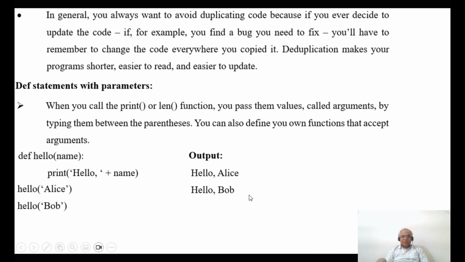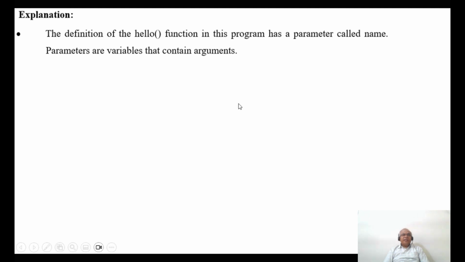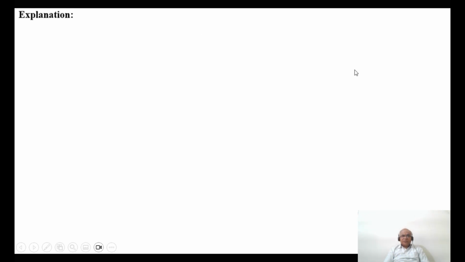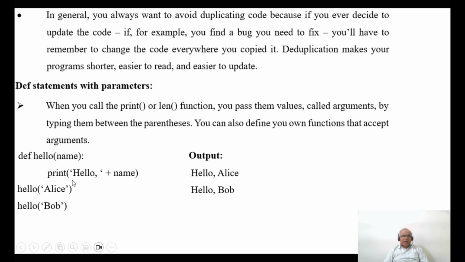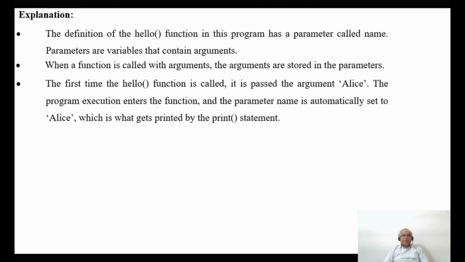So this is the advantage of defining the statement with parameters. The definition of the hello function in this program has a parameter called name. Parameters are variables that contain arguments. When a function is called with an argument, the arguments are stored in the parameter. So this is the argument and this is the parameter we are talking about. The arguments are stored in the parameter.